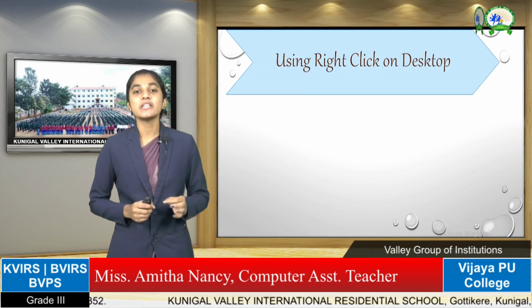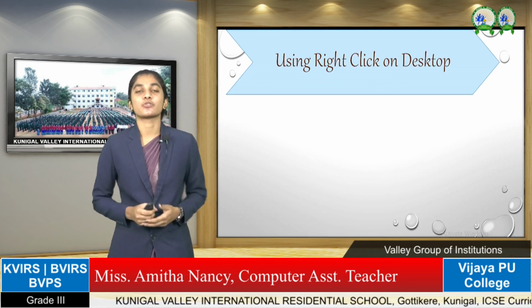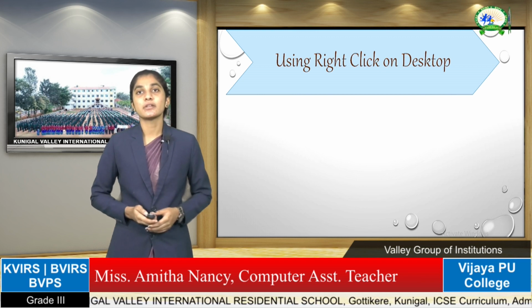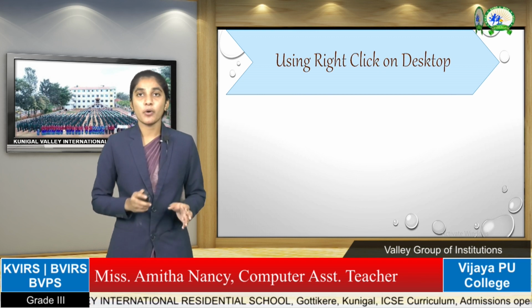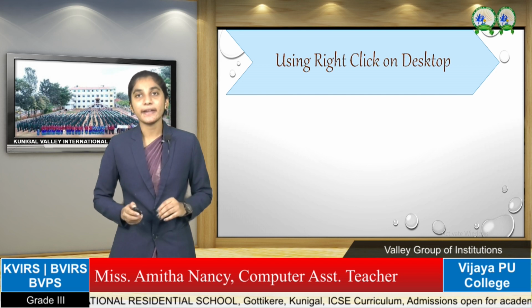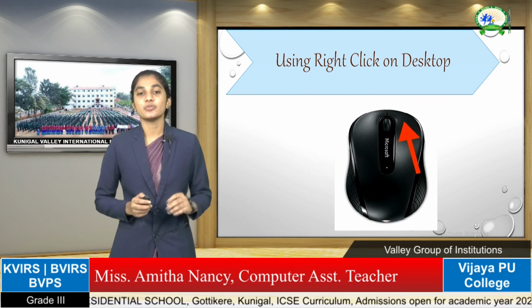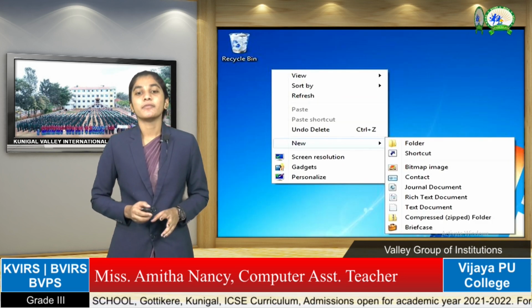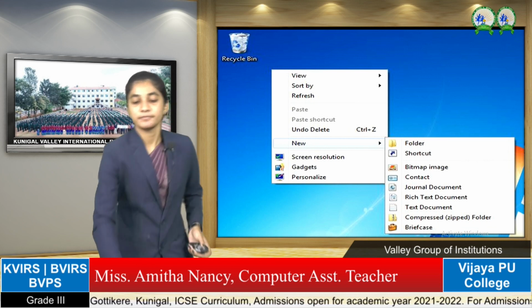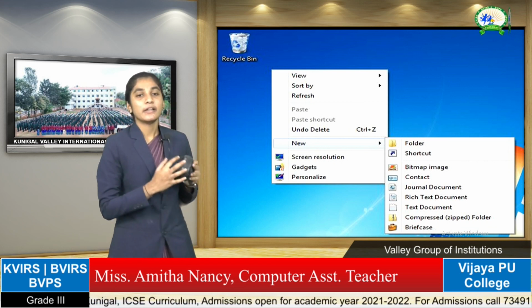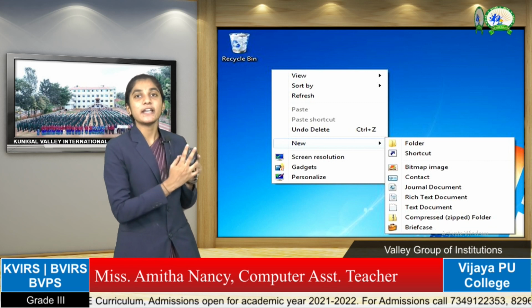Next one we have using right click on the desktop. Using right click means not within the monitor. From the mouse we will right click and we will be using the desktop. In the mouse we will be having left click and right click.